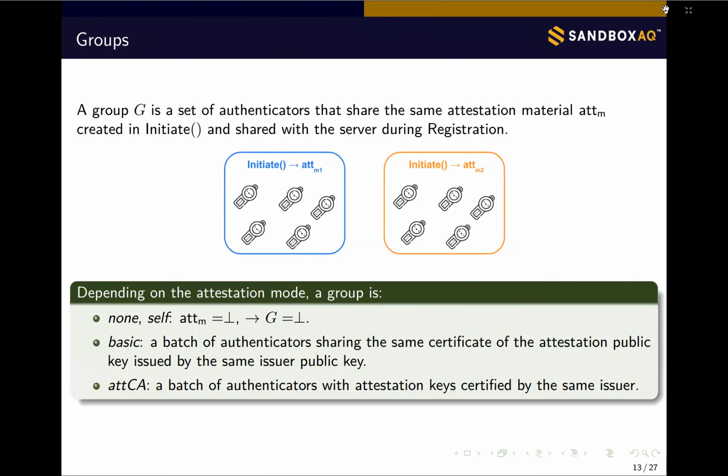To give you an idea of what these groups mean, actually they have different meanings for each one of the attestation modes that we analyze. For the mode none or self, these attestation materials are empty. There is no common information among different authenticators. So these materials are empty and the groups are empty, or we could say that it's a group on itself. In the case of BASIC, a batch of authenticators that are sharing the same certificate of the attestation public key is going to be part of the same group.